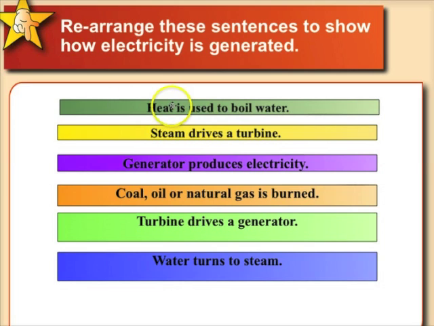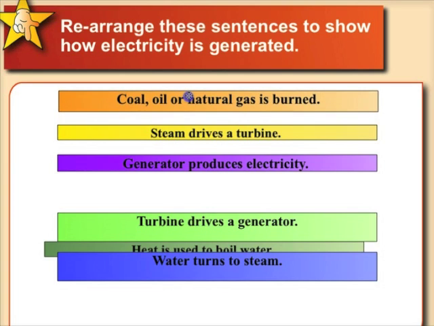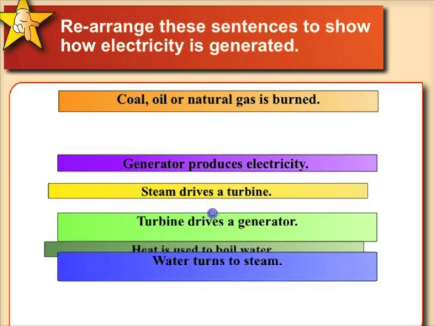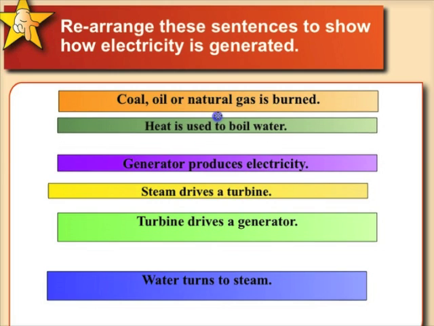Now, when we look at these things, let's just work through them logically. When you look at all these things, the first thing you have to start out with is a fuel that's going to be burned. Now, this could be nuclear, a nuclear reaction as well. But when it comes to coal, oil, and natural gas, it's got to be burned first. And when you burn it, what are you burning it for? To produce heat. And that heat is used to boil the water.